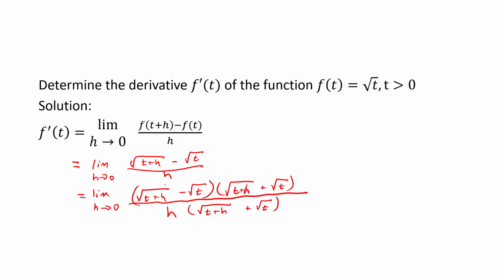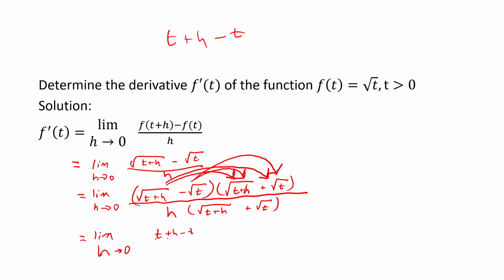Okay, and now I can distribute here. The square root of t plus h times the square root of t plus h is t plus h. The square root of t plus h times the square root of t. Then I have negative the square root of t times the square root of t plus h, so they cancel out. And then I have negative square root of t times square root of t, so that's minus t. So what I get up top is t plus h minus t. And down below, I still have the same denominator I had a few moments ago.